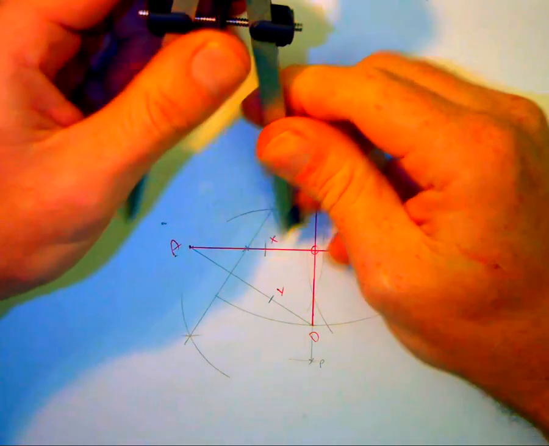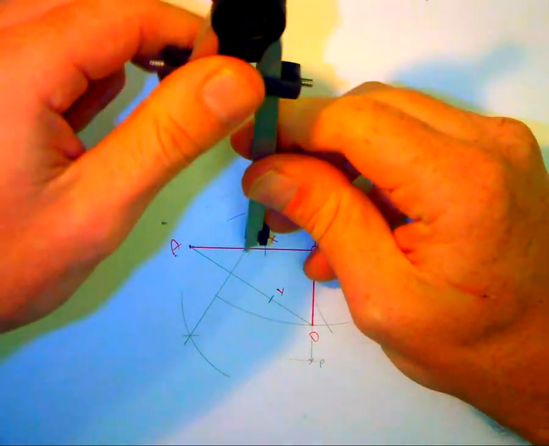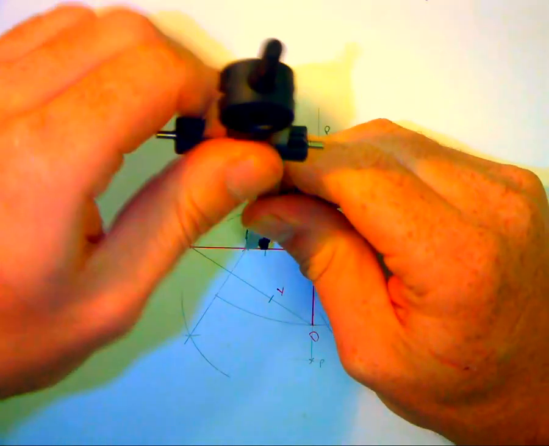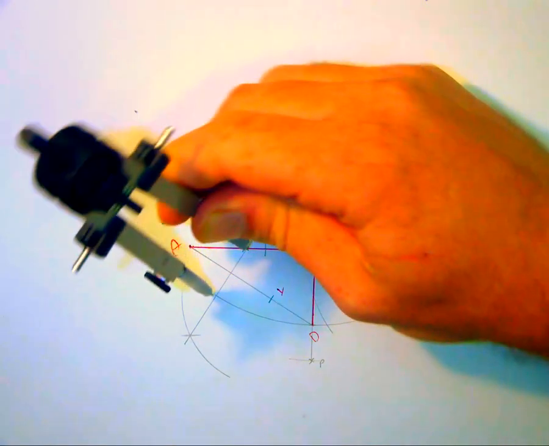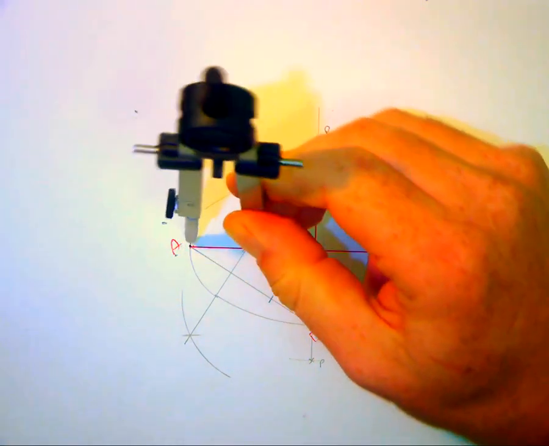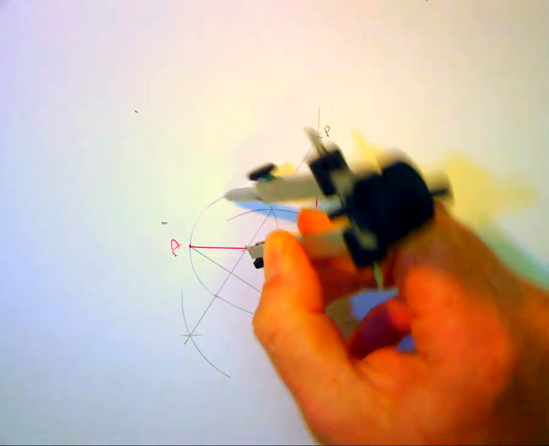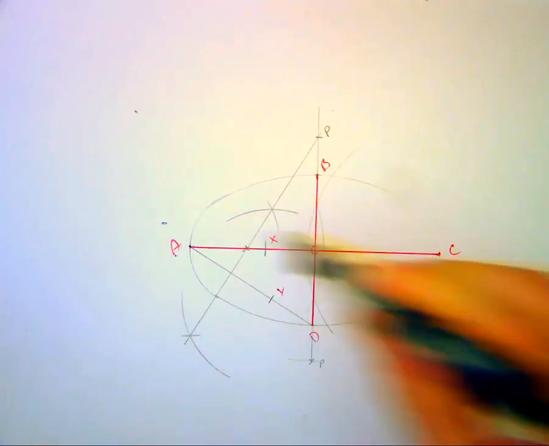Take your compass, from that section to A, and draw in the left section.